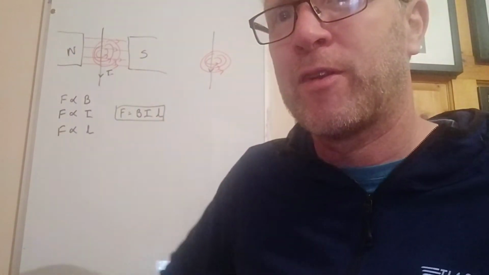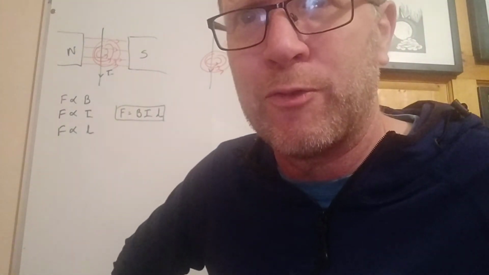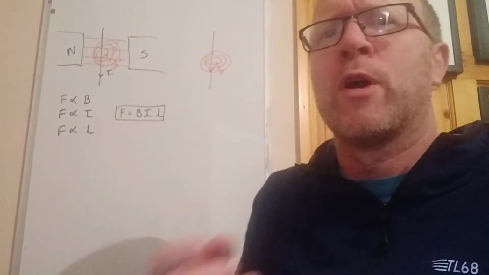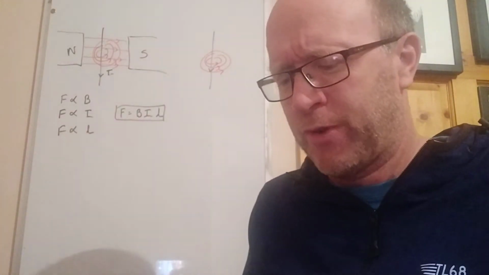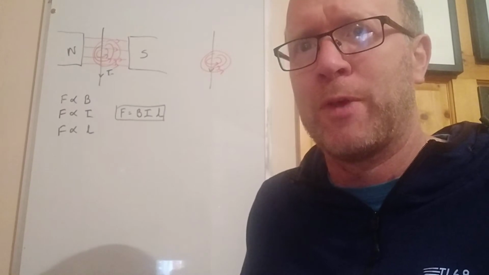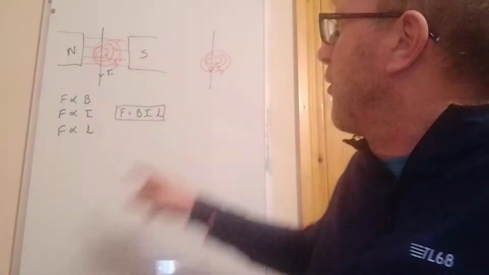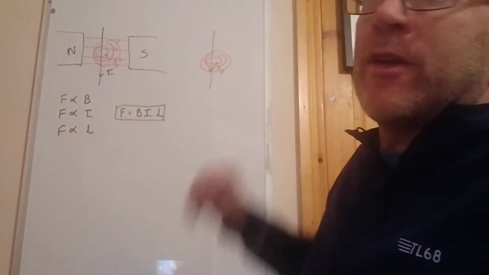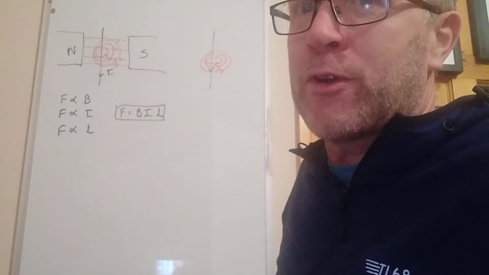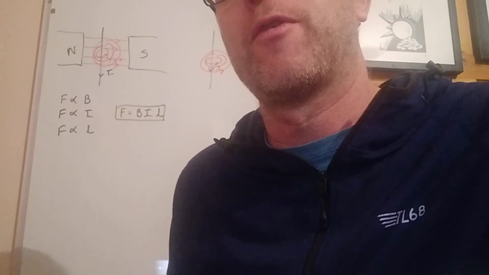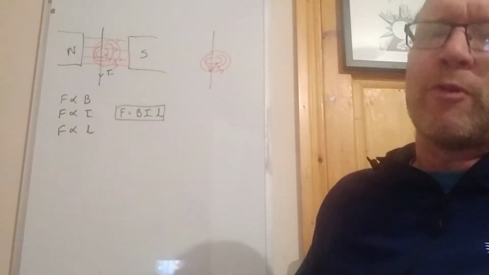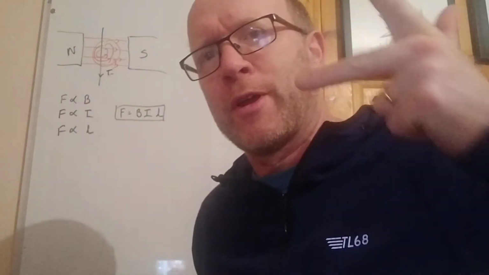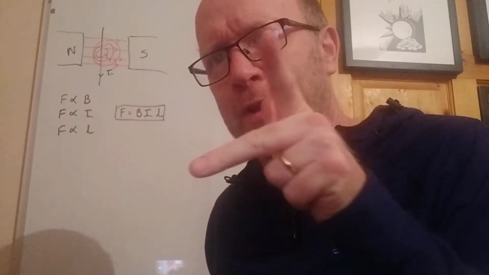Now, that's the size of the force on the current carrying wire. We also have to know the direction. For the direction, we have a nice method of remembering it. For the direction of the field lines around a current carrying wire, we have the right hand grip rule. For the direction of the force, we have a left hand rule, and it's Fleming's left hand rule. I remember it's like this, okay?